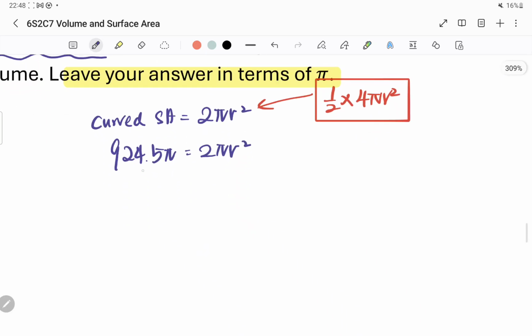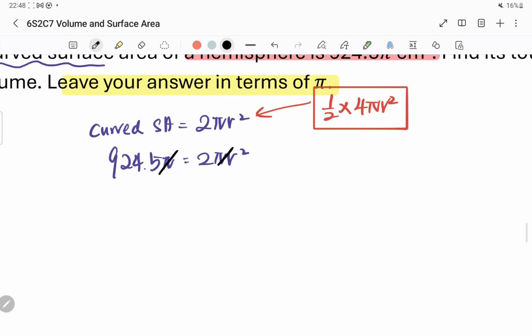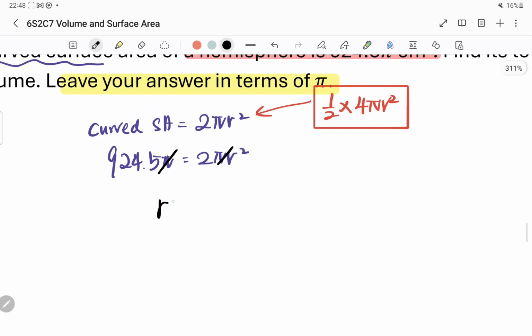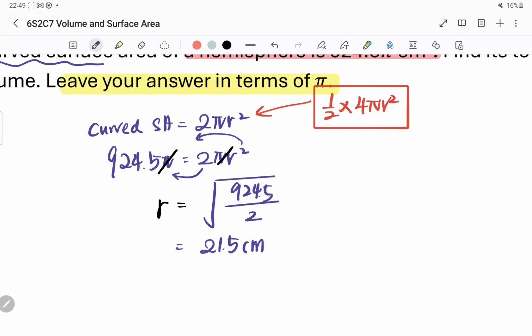Okay, so pi we will bring over. You can cut off the pi, right? Because it's the same constant. So I will put r equals square root. This one I already taught you before. You try to pull everything to the other side. So I will do 924.5 divided by 2 because I throw my 2 over. Then I throw my square over, so I have square root over here. So my radius, you should get square root of 924.5 divided by 2. Then here you should get 21.5 cm. This is the radius already.